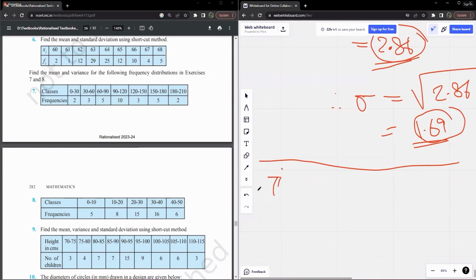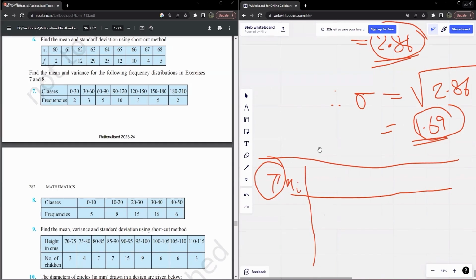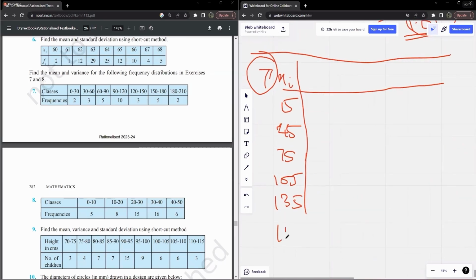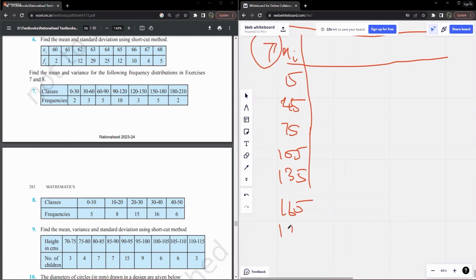Question number 7. So we have classes 0 to 30, 30 to 60, 60 to 90, 90 to 120, 120 to 150, 150 to 180, and 180 to 210. As usual, I'm not bothering with the classes. I'll directly write the midpoints: this is going to be 15, then 45, then 75, 105, then 135, 165, and 195.